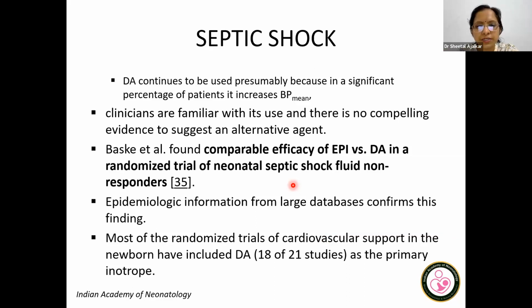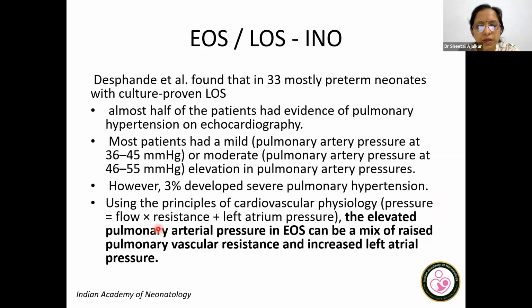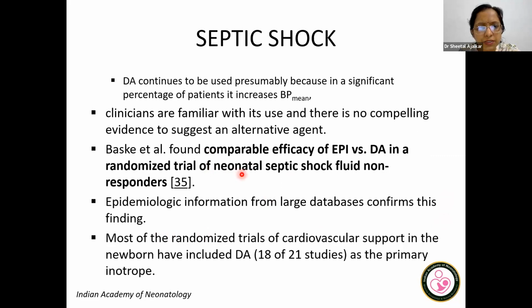Epidemiological studies have also confirmed the same findings. So most of the RCTs have included dopamine, almost 18 of 21. So the thing is that we only have better experience with dopamine than norepinephrine. So for septic shock, presently the evidence is pointing towards dopamine.